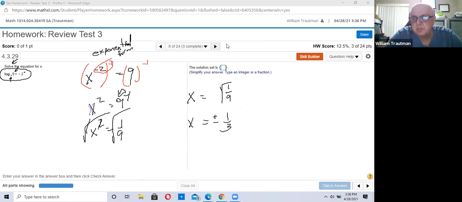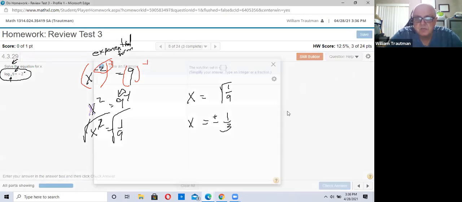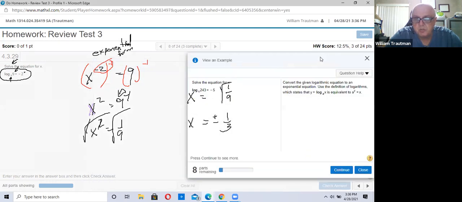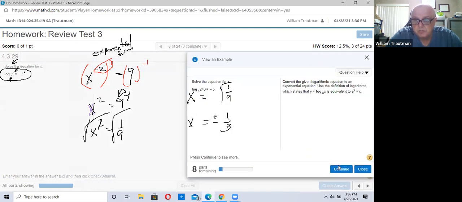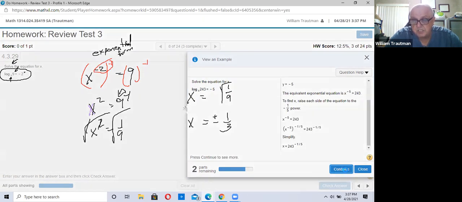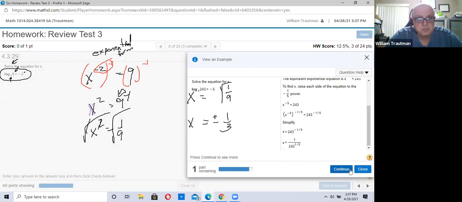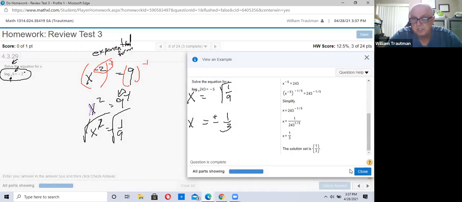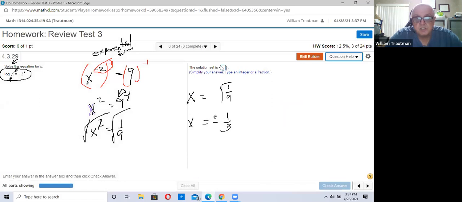Let's see if they explain it a little bit better in the help, don't forget about this help. I don't think they're doing one similar to this, or are they? Yeah, there's a -5. Oh no, they're not doing it, because it's not a square root. They're not doing plus or minus. So the answer should be 1/3.